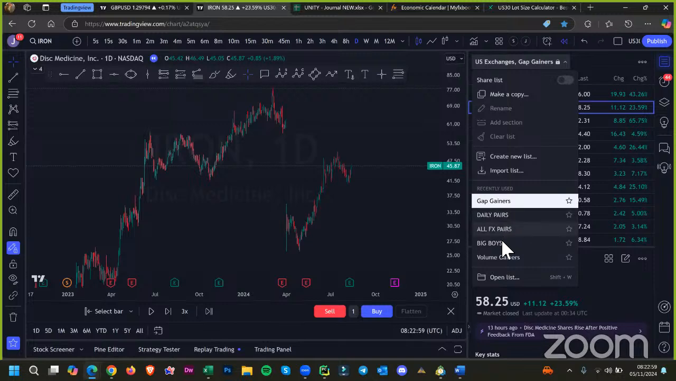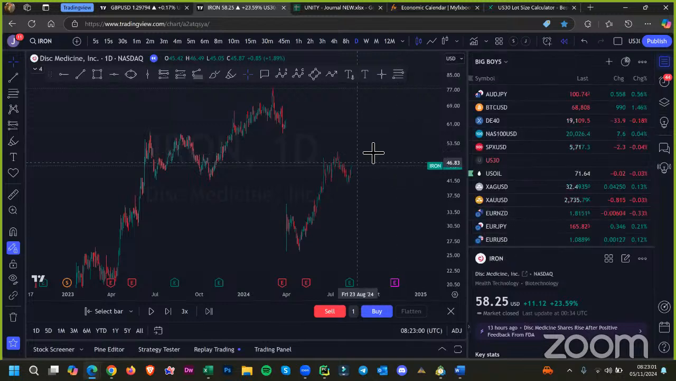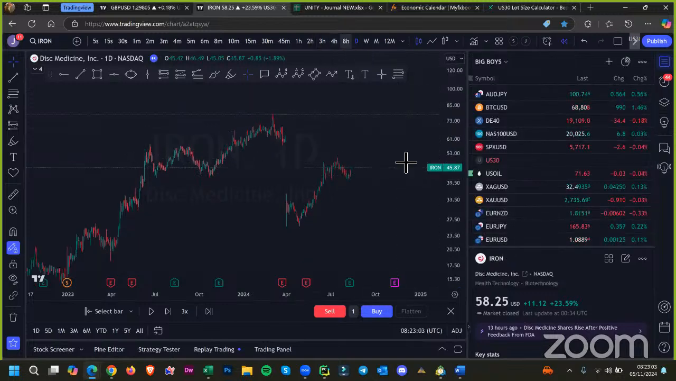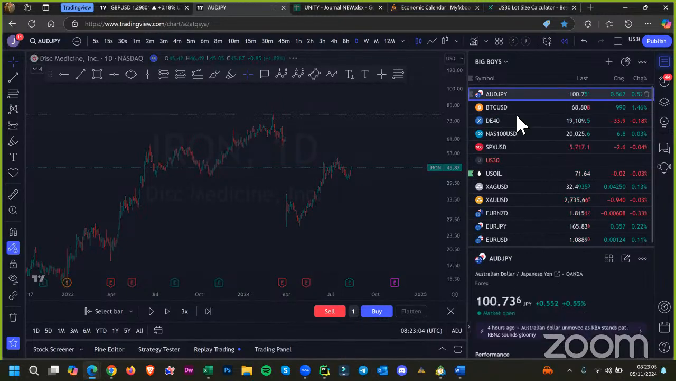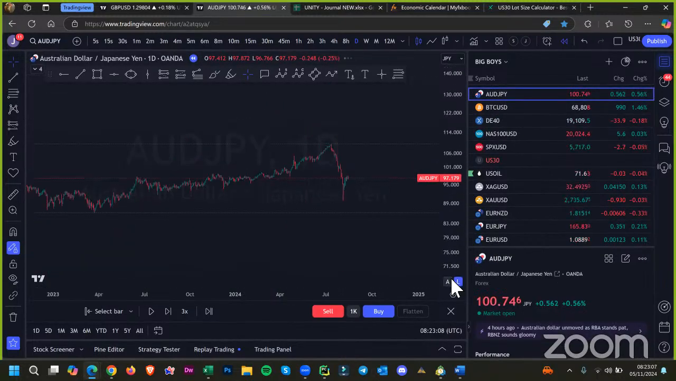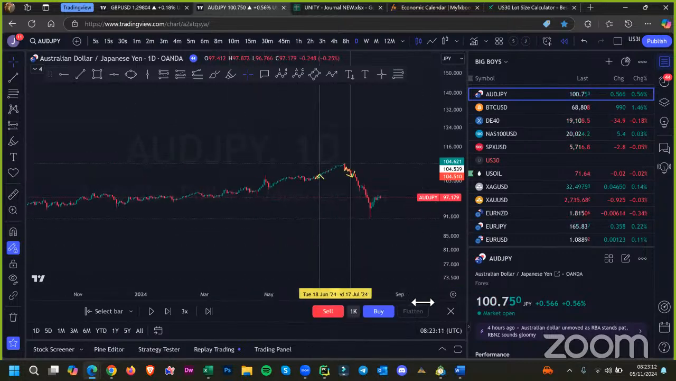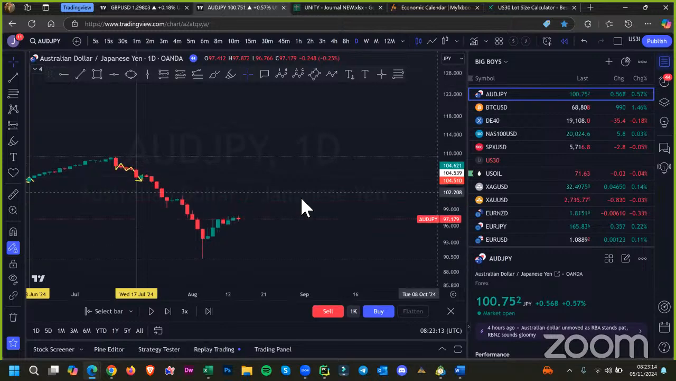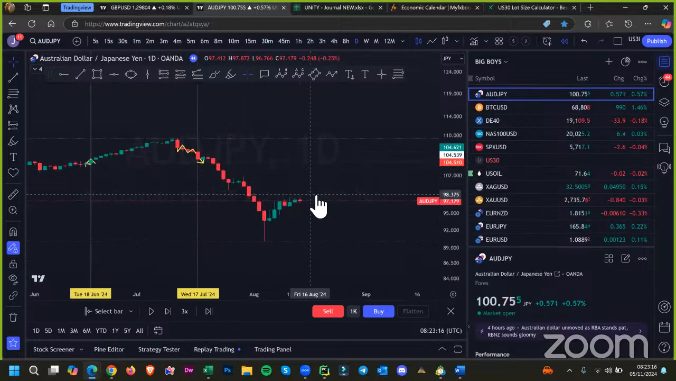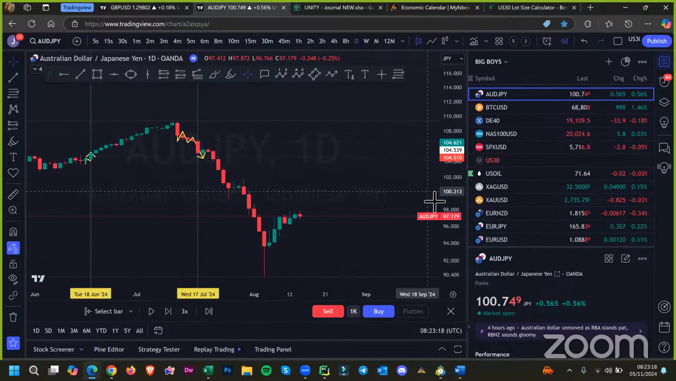Because every single one of these markets, if I go to my daily here, we're going to click AEDJP. I'm going to go through this list. This is just my big boy list. There are no outside candles in any pair. Any forex pair across the market, we have no outside candle, no bias, at the moment.